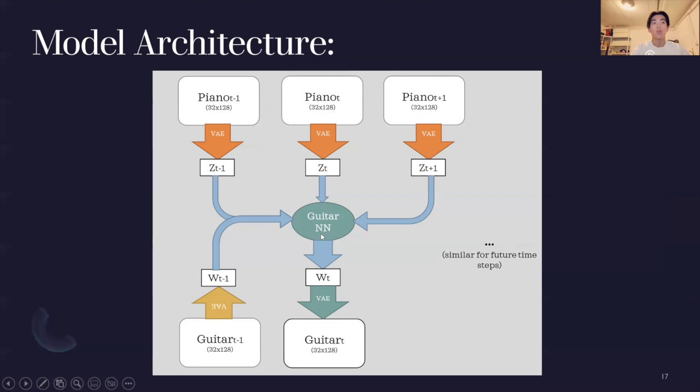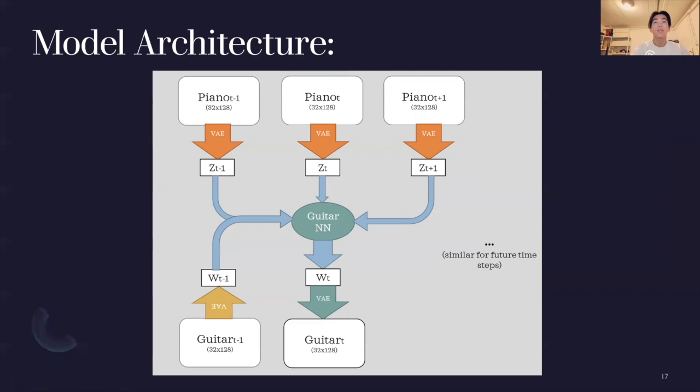Basically, to generate the accompaniment at time t, we pass in 4 pieces of information. The melody at time t-1, t, and t+1, so the previous, current, and next melody. So that's what comes from the user. And the previous accompaniment. So generally it would be the previously generated accompaniment. And all this information is passed into the guitar neural network, which outputs a WT matrix, which is a simplified matrix, and then the VAE decodes it into the music matrix.